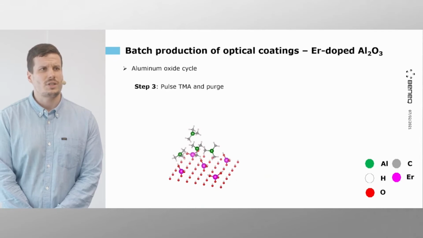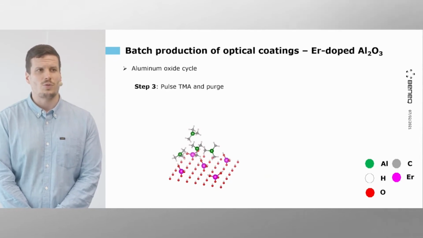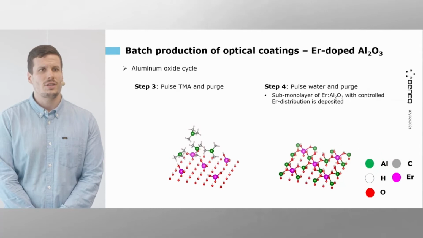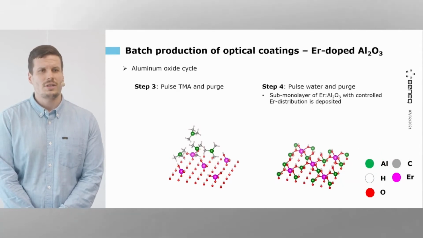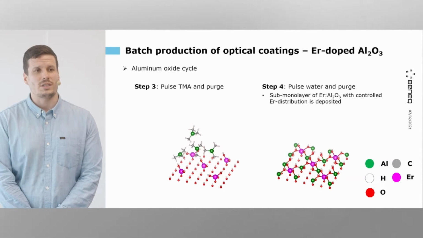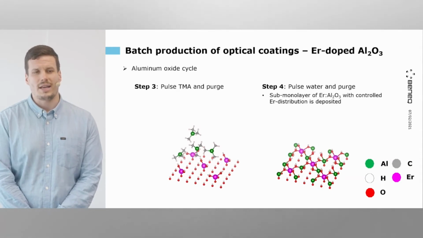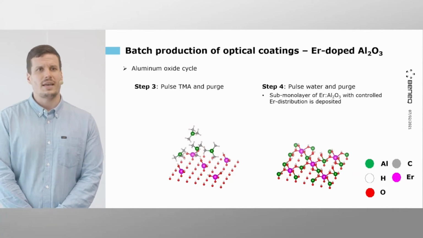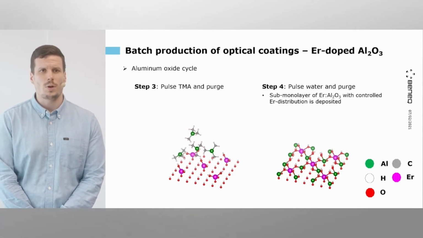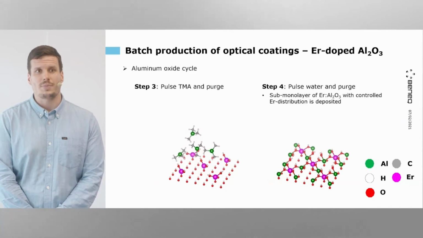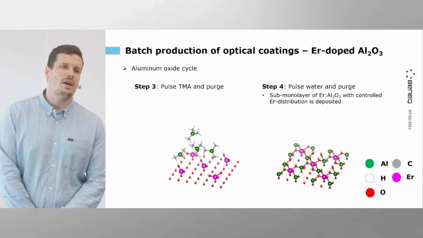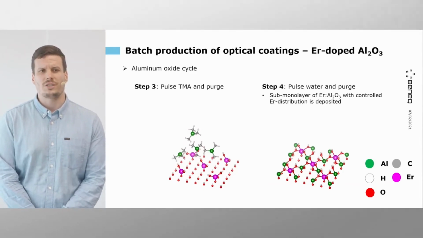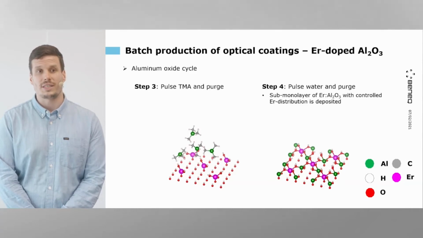So now we continue this process with the aluminum oxide cycle. So we pulse TMA and purge, and pulse water and purge. And because the size of this TMA molecule is now much smaller, a much more denser network of aluminum is formed on the surface. So the end product is a submonolayer of erbium-doped aluminum oxide, where the erbium distribution is actually controlled. So in this way, we can find the optimal concentration for the erbium in order to increase the efficiency of our laser medium.